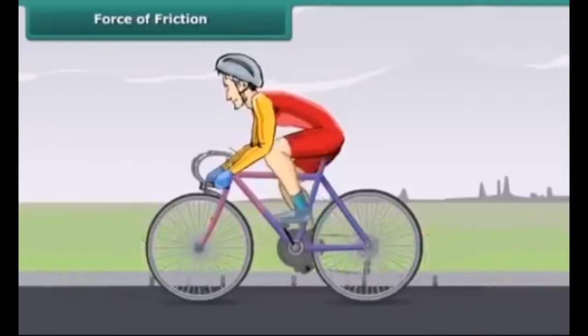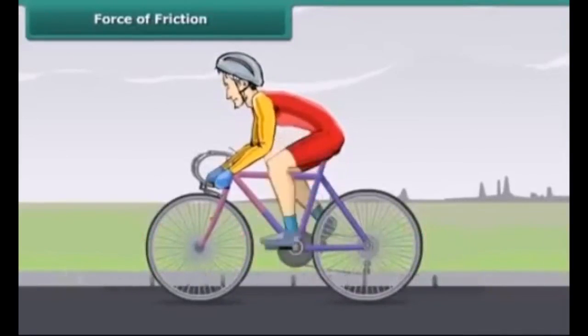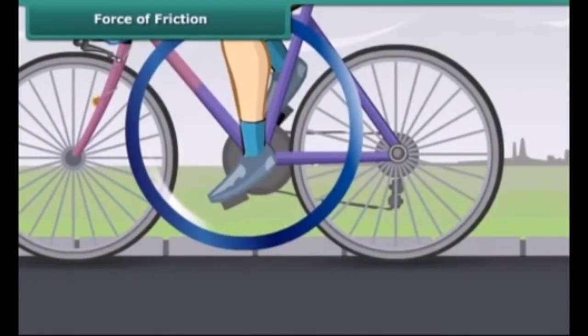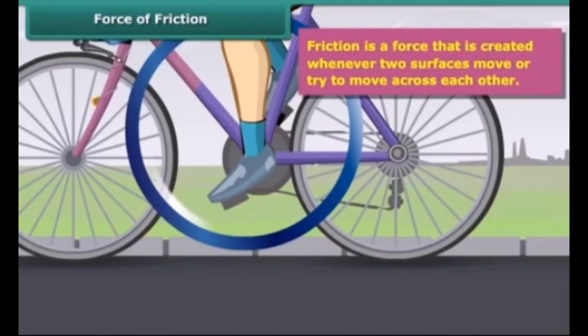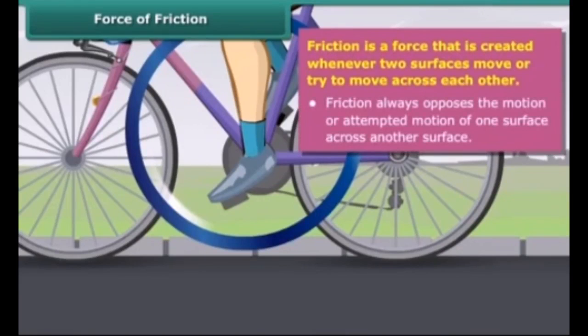Let's take an example from daily life. While moving on a bicycle on the road, you pedal the bicycle and it moves on and on. When you stop pedaling, the bicycle slows down and gradually comes to a stop. Why does this happen? This actually happens because of friction. Friction is a force that is created whenever two surfaces move or try to move across each other. Friction always opposes the motion or attempted motion of one surface across another surface. The force which resists the motion of a body while moving on a surface is called friction.